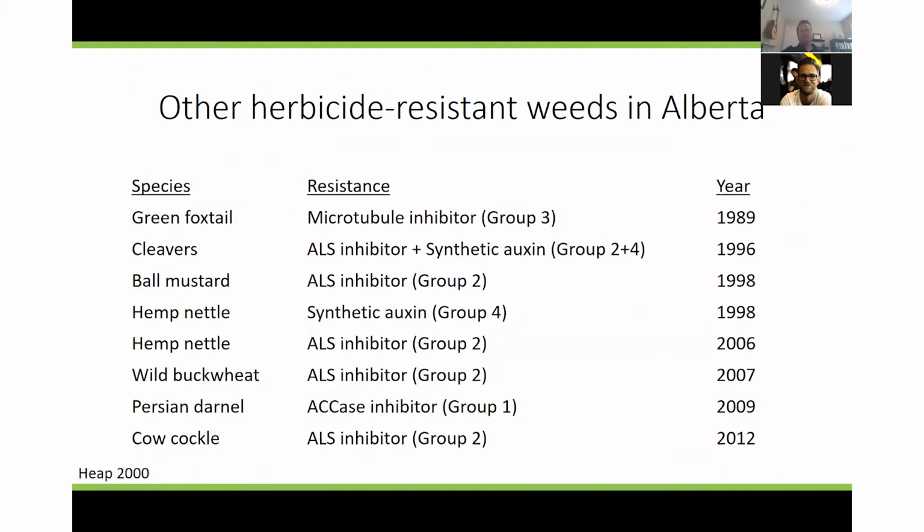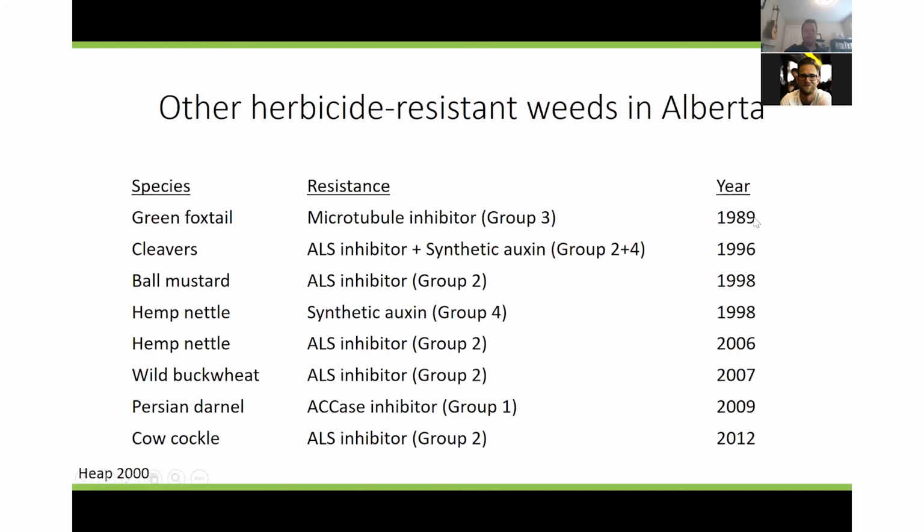And it's also important to note that there's several weed species here that did not show up in the maps, were not picked up on in the last round of surveys, and that's due for a few reasons. First of all, here we have the species, the type of resistance, and the year in which that biotype was initially found in Alberta.